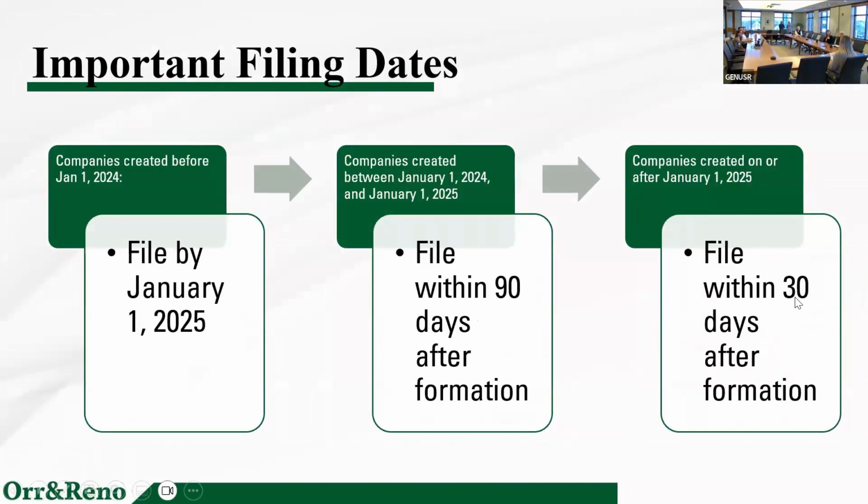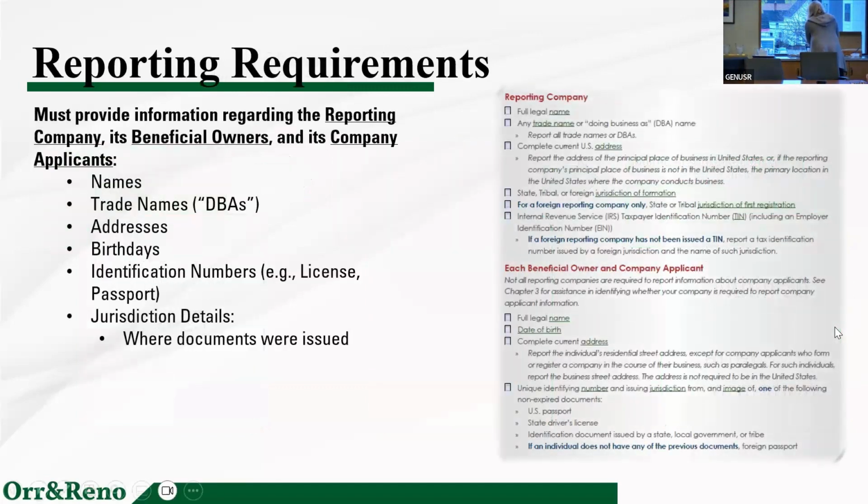Companies that were created before January 1st of this year have to file by the end of this year. Any companies created this year have to file within 90 days of their formation. And going forward, any companies created after January 1st, 2025 have to file within 30 days. So those are the deadlines.